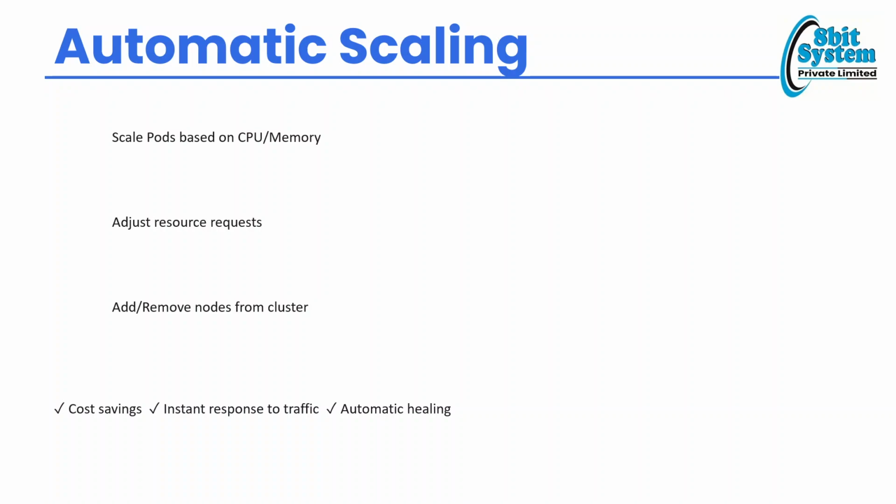Second one, VPA, the Vertical Pod Autoscaler. It adjusts resource requests based on actual usage, optimizing efficiency. Third is the Cluster Autoscaler. It adds and removes nodes from your cluster based on demand. The result: cost saving, instant response to traffic, automatic healing, no manual intervention needed.